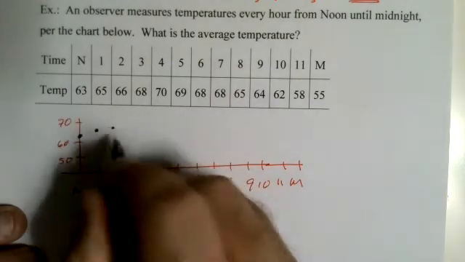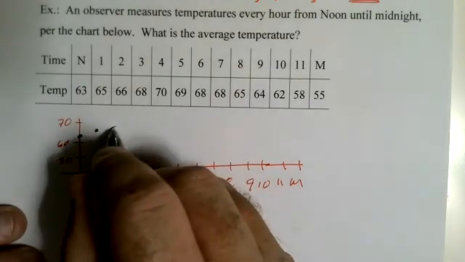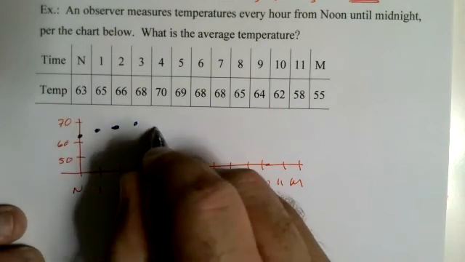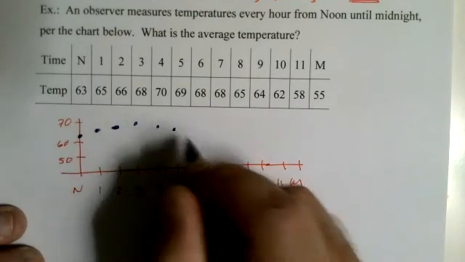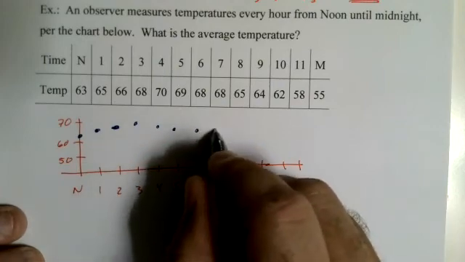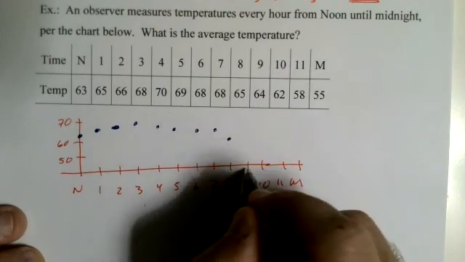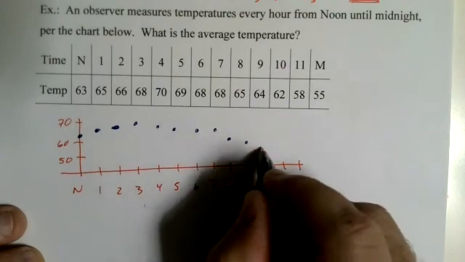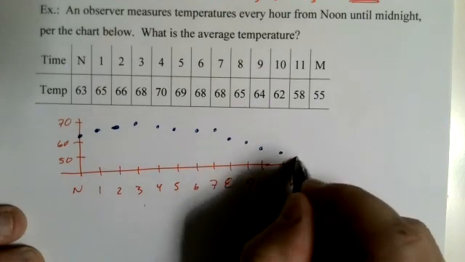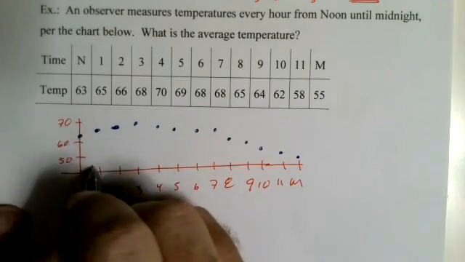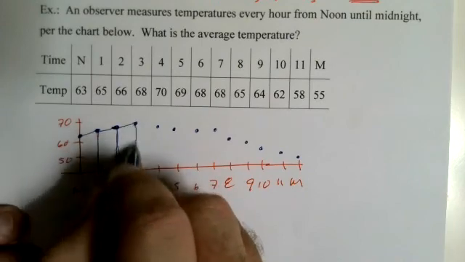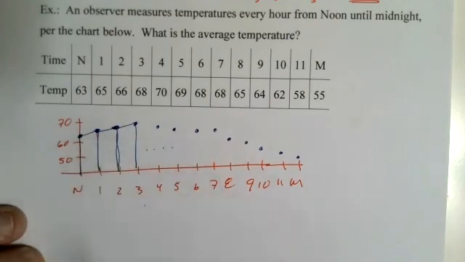66, 60. Oops. That dot a little bigger. 70, 69, 68, 68. Okay, way too far down. That's okay. And then trapezoids up, over, down, up, over, down. I'm not going to do them all. Dot, dot, dot. All right.